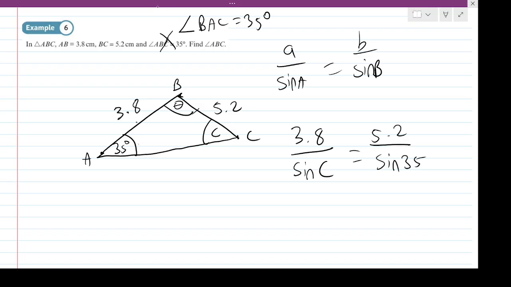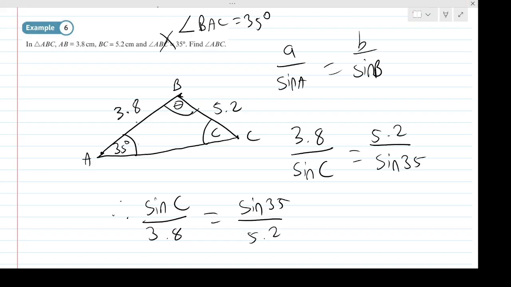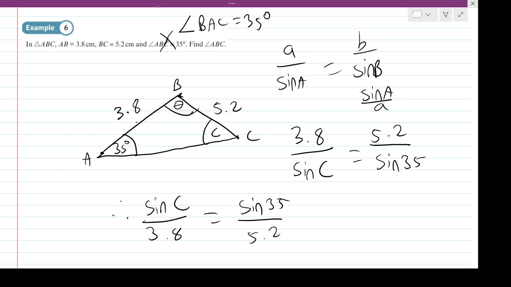Now what you can do here is flip the fractions and it's perfectly the same. So we can just say sine C over 3.8 is also sine 35 over 5.2. Make sure you flip one fraction, you do the same to the other, because it's an equation. Which leads us to an alternative formula: we can also say that sine A over A is also equal to sine B over B.